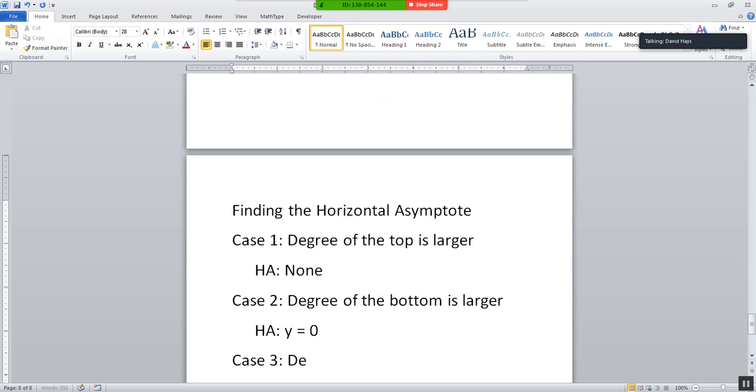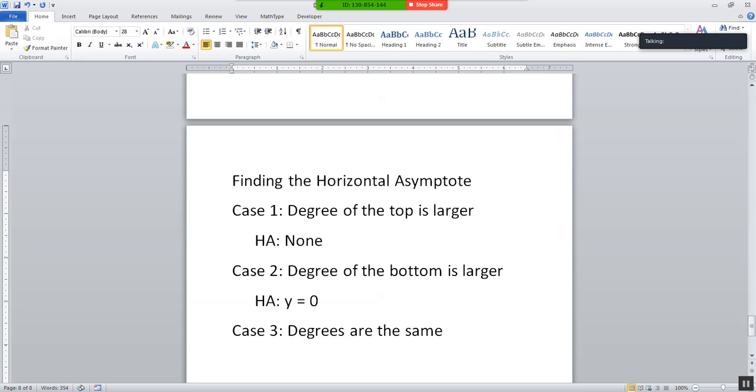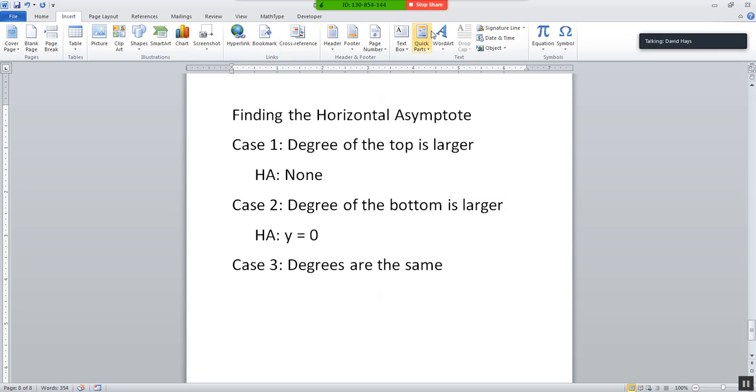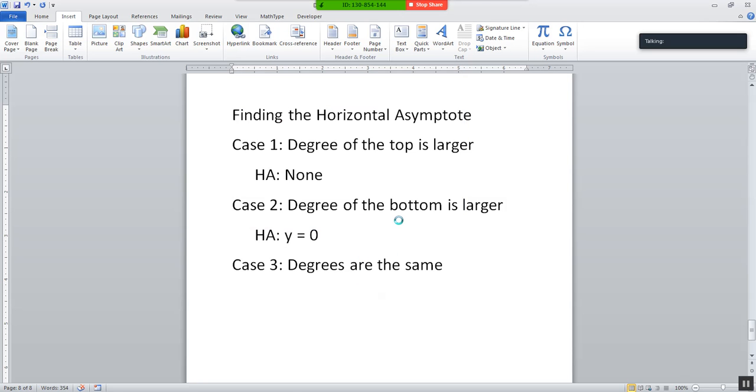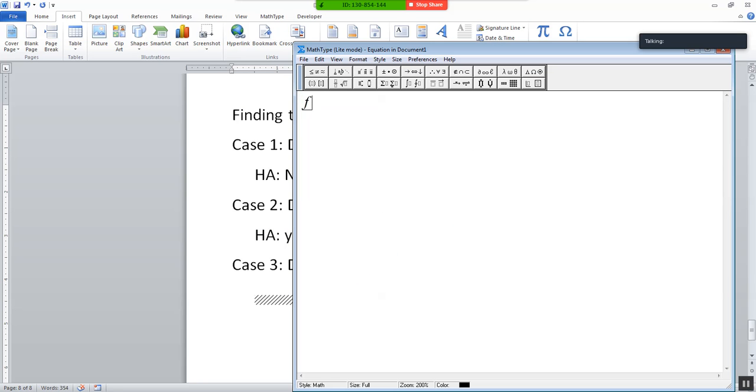In case 3, the degrees are the same. And I'm going to do this with an example, and then I'll make it a little bit larger after I do that so you can actually see it. So I got f of x is equal to 3x squared minus 7x plus 2 over 8 minus 5x squared.